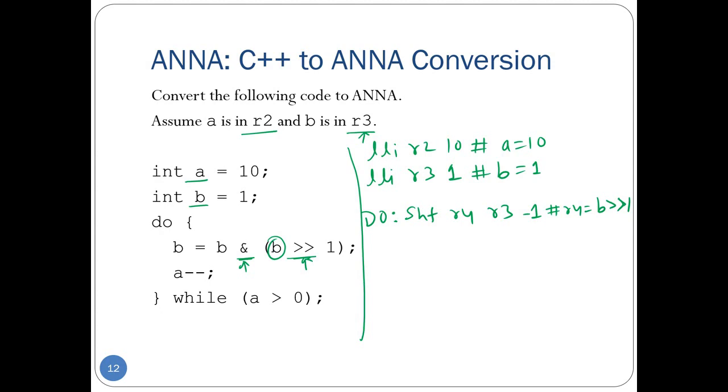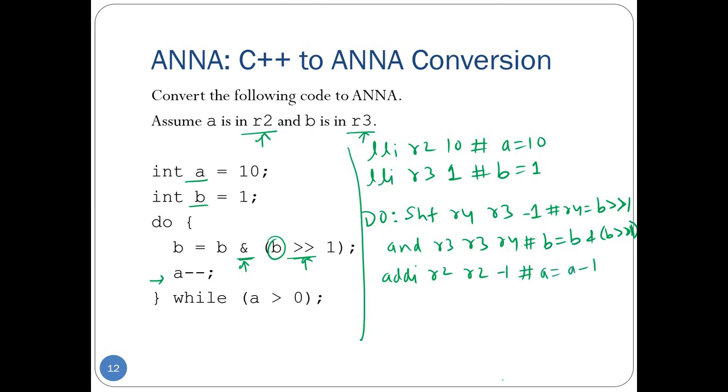All right, and now once we have this result in R4, we can use it to AND it with the current value of B. So let's simply say AND R3 R3 R4, right? So this is basically equivalent to saying B is equal to B and right shifted version of B by 1. So that was present in R4. Okay, and finally here the last statement in the loop is A minus minus. A, recall, is in R2, so we simply say ADDI R2 R2 -1, right? So this is basically same as saying A is equal to A minus 1.